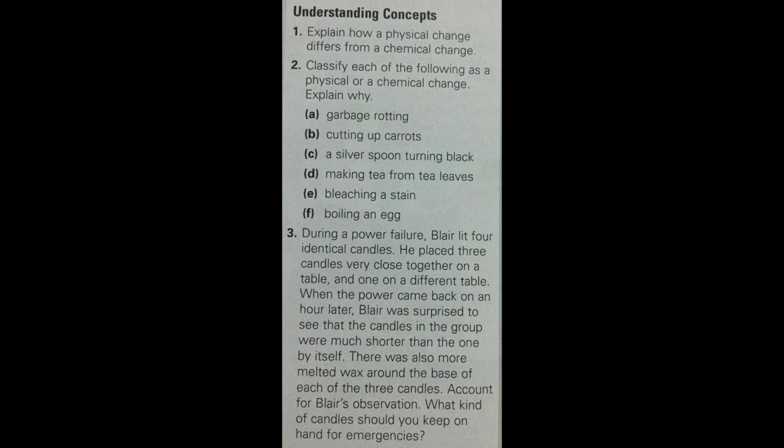Making tea from tea leaves. You're just simply dissolving material from the leaves into hot water. It's called an infusion. It's physical. Bleaching a stain, probably chemical, because you are literally changing the stain into another substance, or you could be changing the pH and changing the color of the substance. A color change often indicates chemical change.